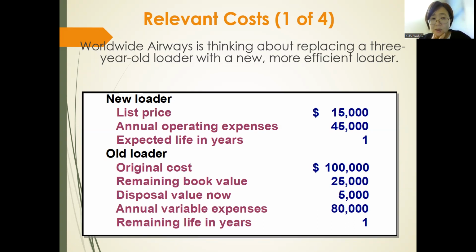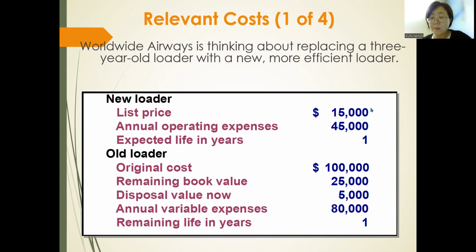As a comparison, for the new loader we are looking at, you need to purchase it, so the purchase cost is 15,000. But the operational expense annually is much lower than the old equipment. So for this one, the annual operating expense is only 45,000. So clearly we can see if you replace the old equipment, we can have an annual operational expense saving between 45,000 and 80,000. But we need to pay extra cost for purchasing the new loader.